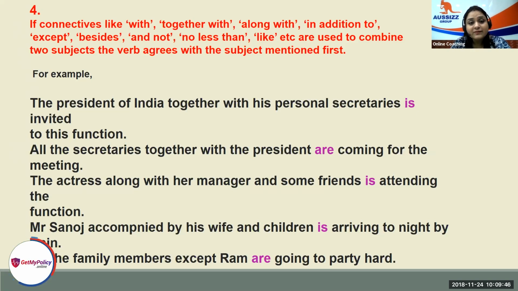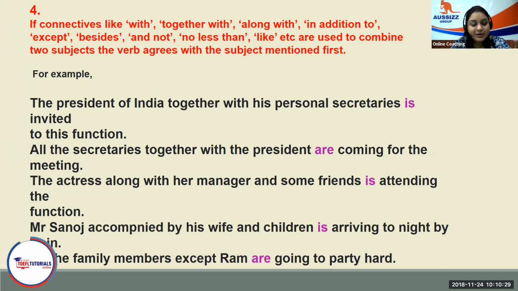Okay. So if connectives are used with the subjects, try to understand that the verb is used according to subject number 1. For example, the President of India, together with his personal secretaries, is invited to this function. Now, why I'm writing this is because you can say, ma'am, there are many secretaries and the president of India, so a lot of people are invited. No, actually, the president of India, together with his personal secretaries, is invited to this function.